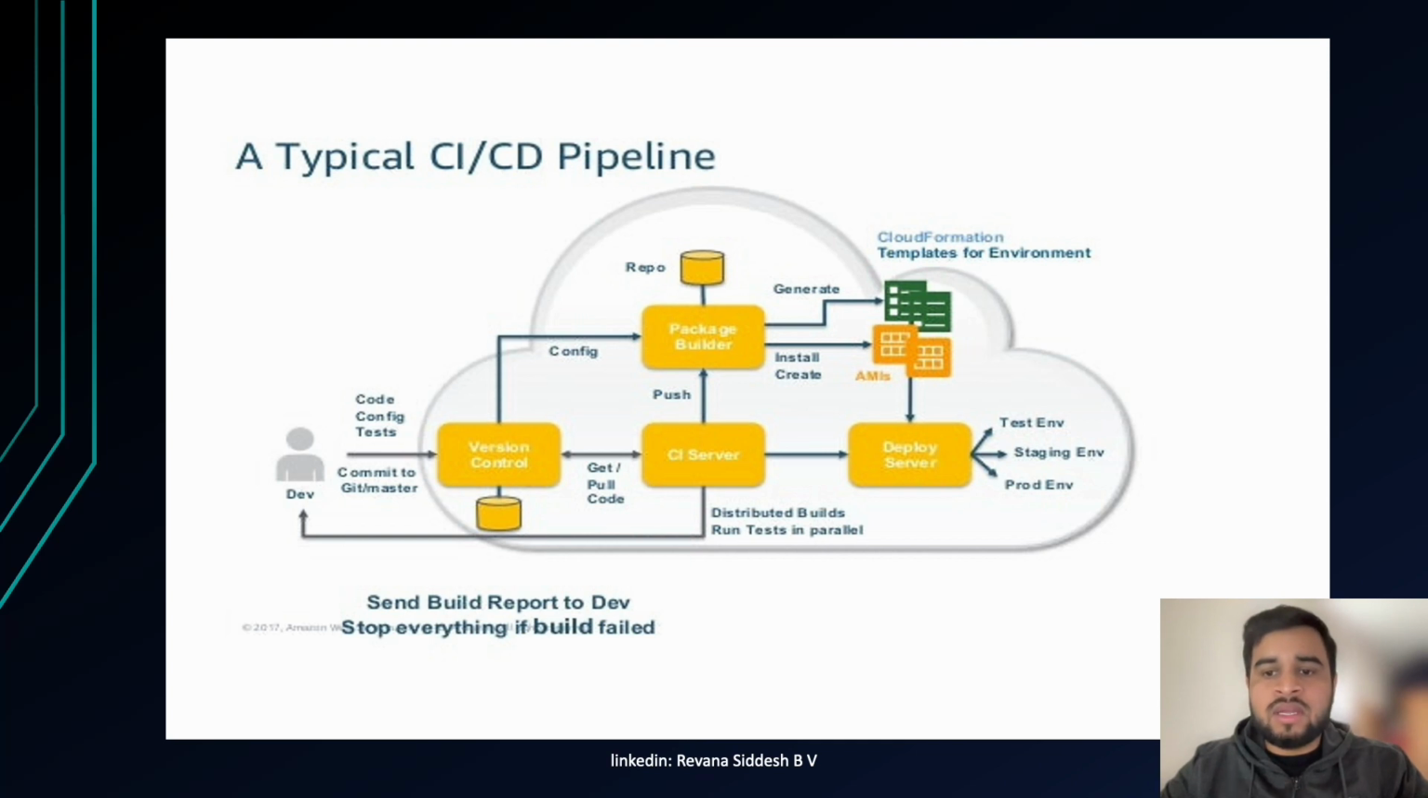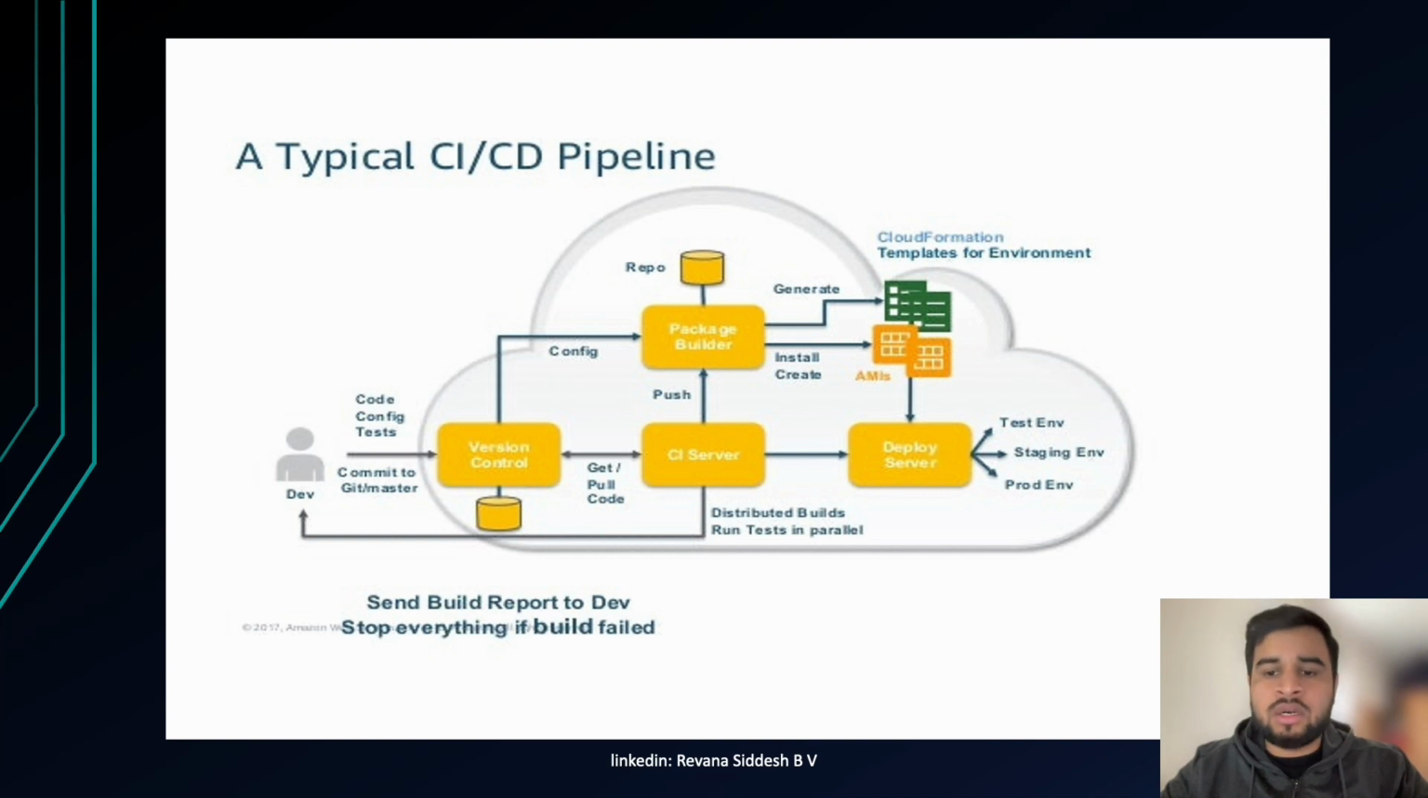In the CD stage, the package builder deployment server can be used to automatically deploy the built and tested code to various environments, such as test, staging, or production. Popular tools for this stage include Docker and Kubernetes for containerization and orchestration respectively, as well as cloud providers like GCP, AWS, Azure, and others. Overall, a well-designed CI/CD pipeline can help development teams deliver high-quality code faster and more reliably by automating many of the manual steps involved in the software development and deployment process.